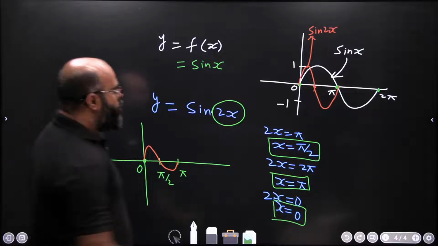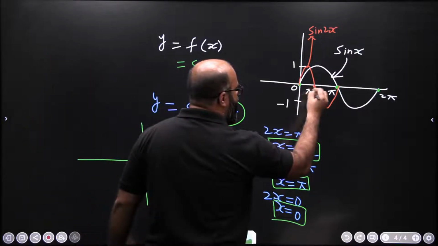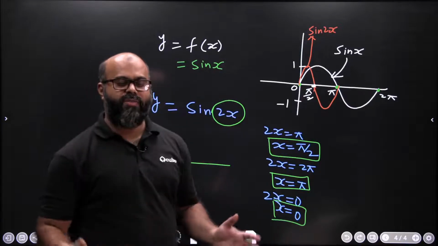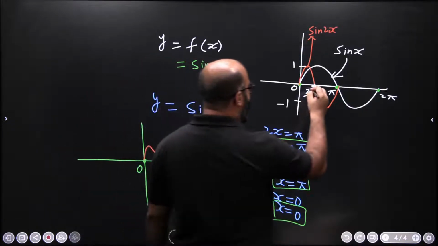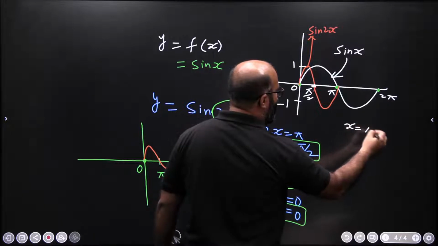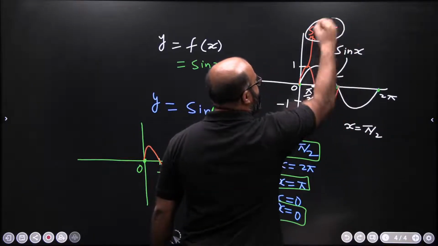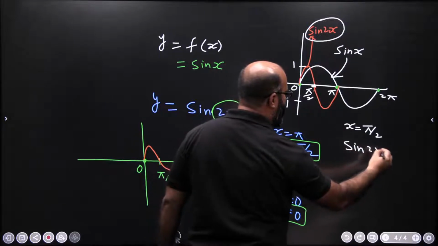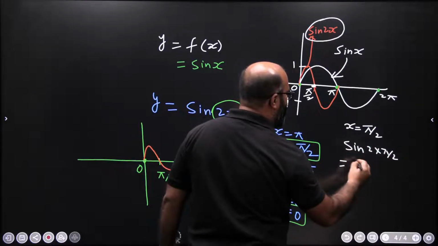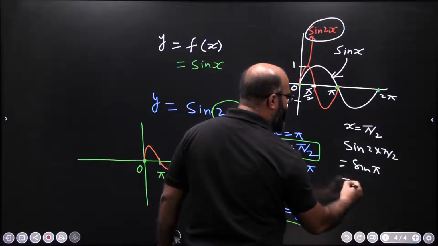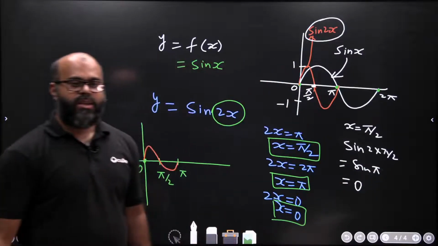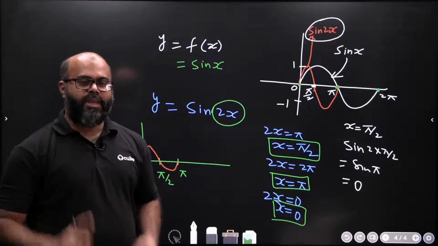So as you know, this point would be pi by 2 here. You can clearly cross check and verify that when you put x is equal to pi by 2 in sine 2x, it will be sine 2 into pi by 2, which will give you sine pi, which is 0. So that is why in the transformed graph you are getting sine of 2 into pi by 2 as 0.